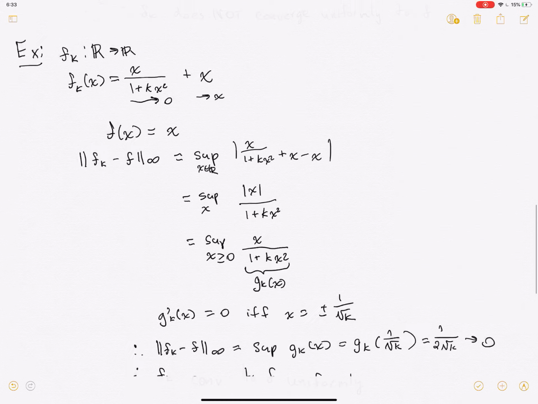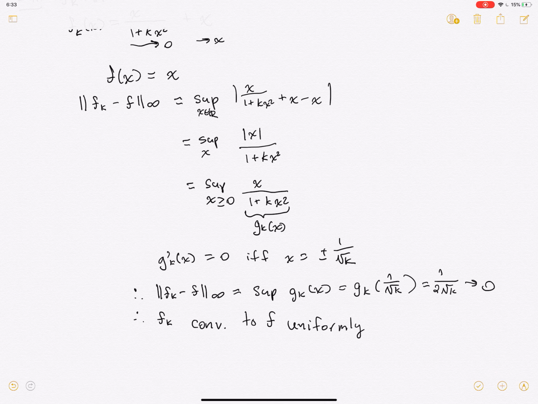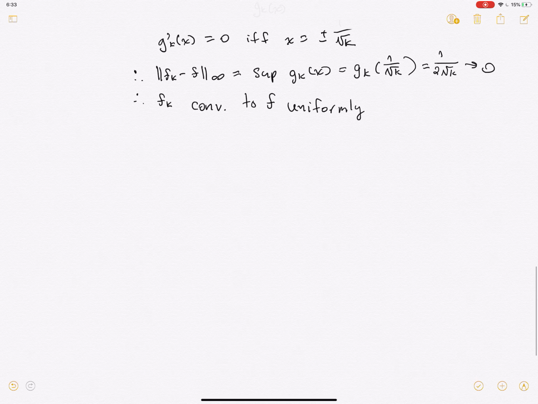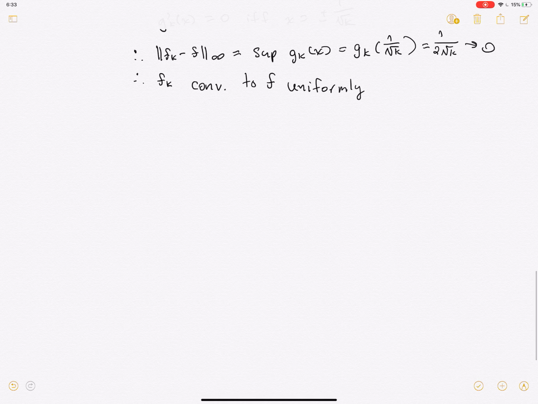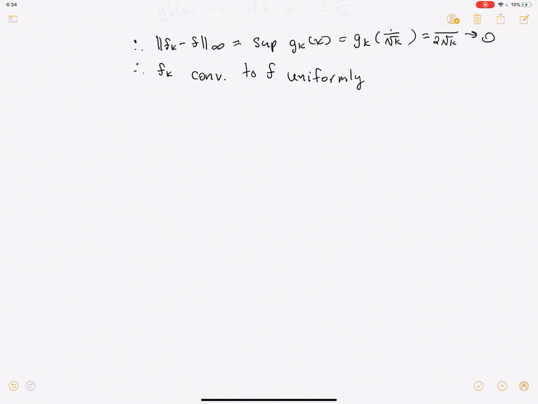Alright, so now you should have a good idea of how to show a sequence of functions converges uniformly or not. Let's talk about why uniform convergence is something that is a nice property for a sequence to have. And we're going to be relating it to continuity of the function it converges to. Uniform convergence and continuity.